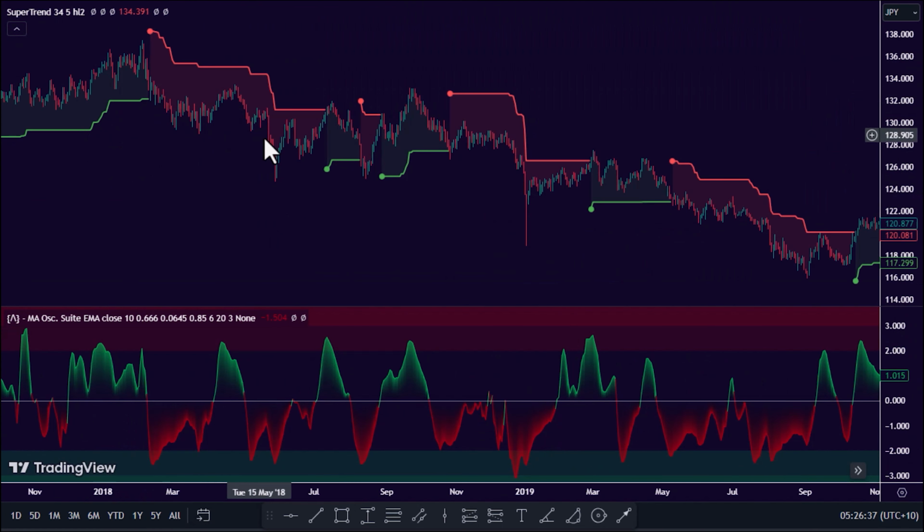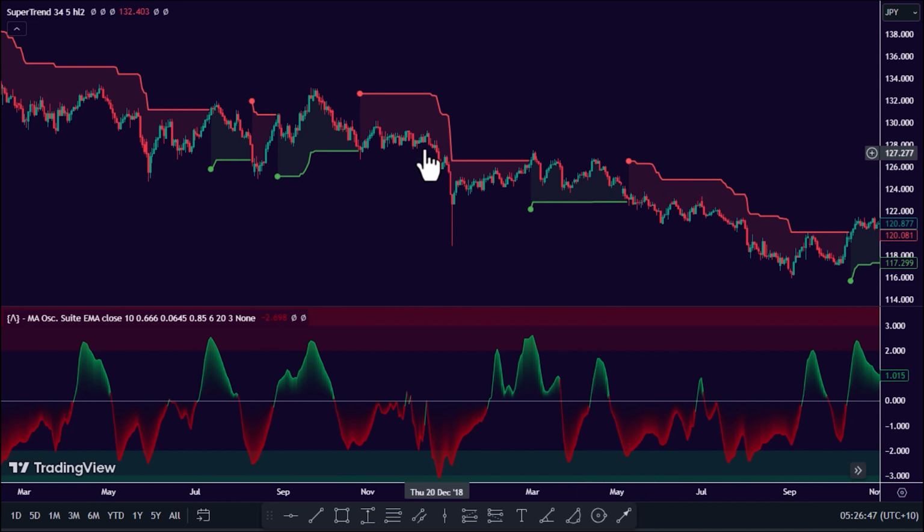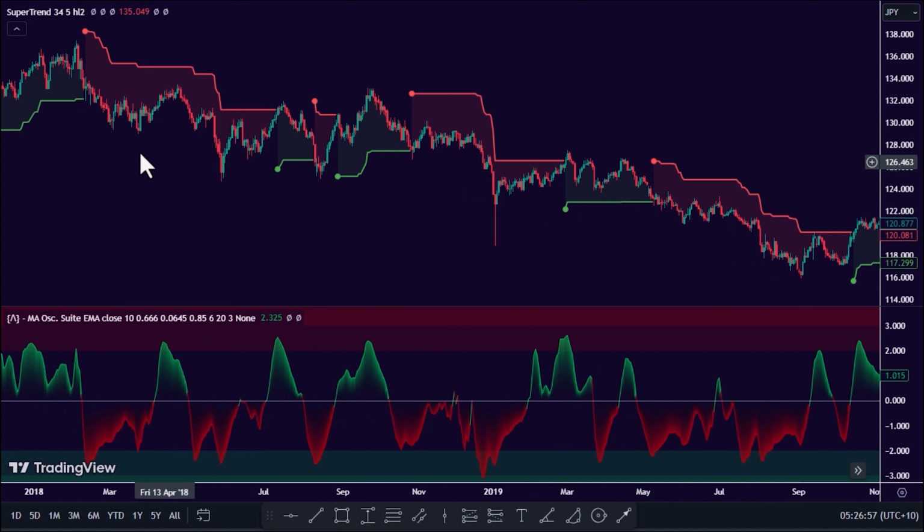It's time we break down how this strategy works with a potential short position. First, confirm a bearish trend using the SuperTrend indicator. The line of the SuperTrend changes to red, and the price is trading below it. That's a bearish trend.